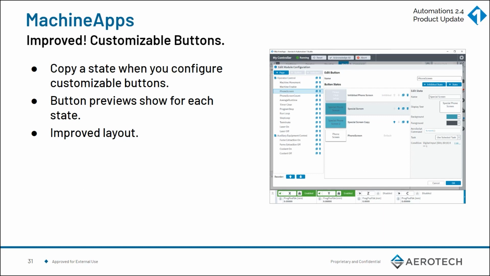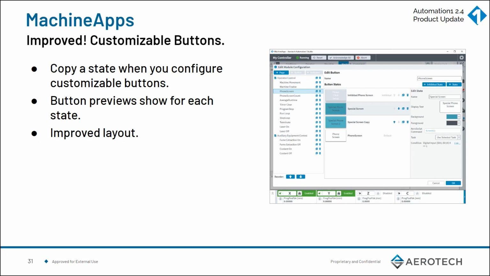One operates a special screen, one is a copy of that special screen, and one is the phone screen. And you'll see there's a little copy button here for copying that over to a new push button. And then it has a very nice preview that shows you exactly the way it's going to look in your HMI based upon your background and foreground colors. And you can see that in this state, when you push this button, you're going to trigger AeroScript command screen 1, which is a custom library function developed by a user using the AeroScript library's capabilities.